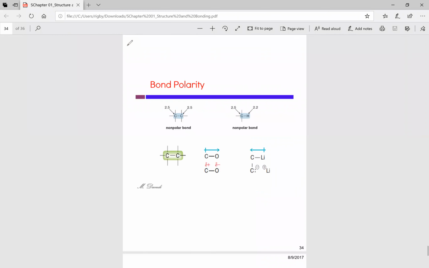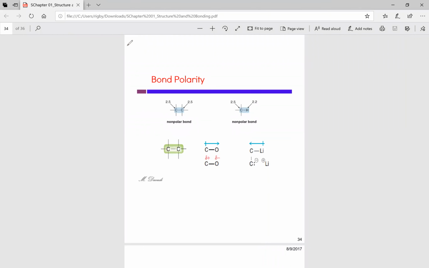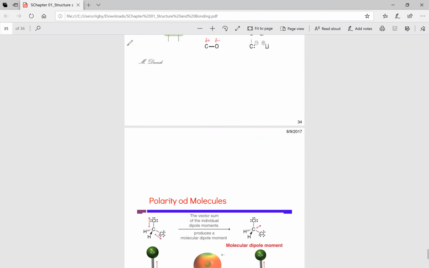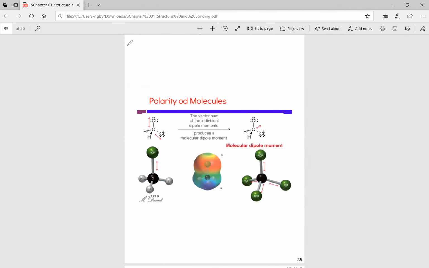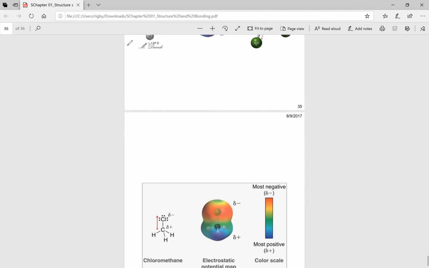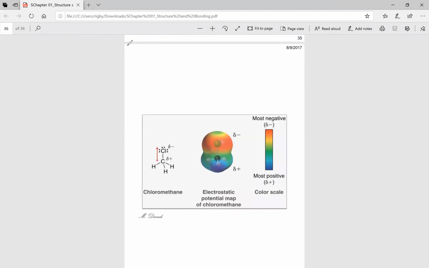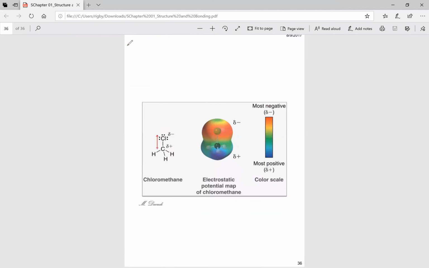So bond polarity, this is just going into what I said earlier about the bigger the polar difference between electronegativities between atoms, the more tightly they're going to hold onto each other, because they'll have something called a dipole moment. Okay, and I think that's about it for this chapter.